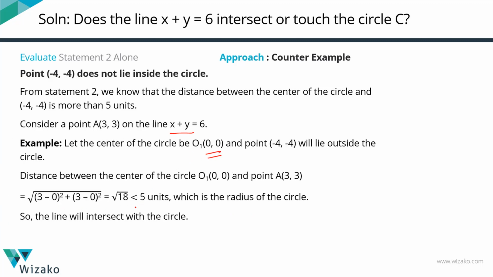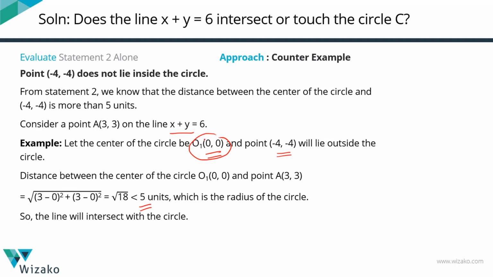The distance works out to root 18, which is less than 5 units, which means that if the center of the circle is at 0, 0, a point on the line is at a value which is less than the radius of the circle. We also computed that the distance from 0, 0 to -4, -4 is greater than 5. Therefore, -4, -4 will lie outside the circle.